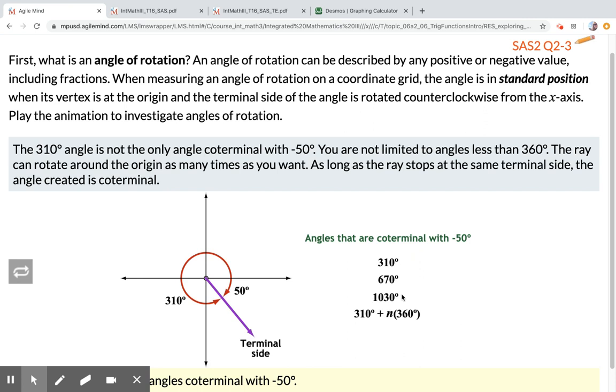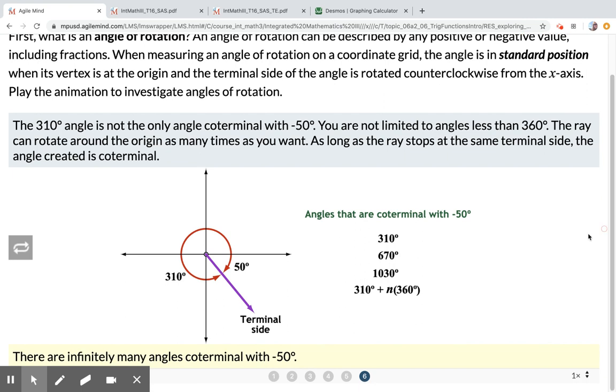Part B is asking you to write an algebraic expression that would give you all of them. Well, fine. I could just say 310 degrees plus n times 360, right? 1 times 360, 2 times 360, 3 times 360, 4 times 360. I could add 360 as many times as I like. And this is kind of a shortcut way there on part B to help you write that. All right. I think you have the idea.